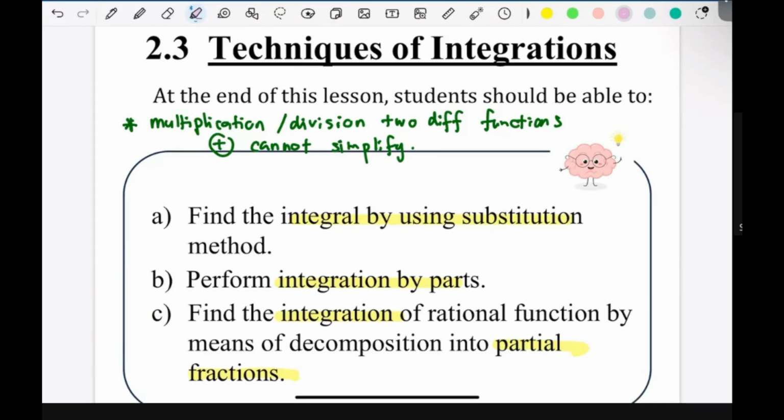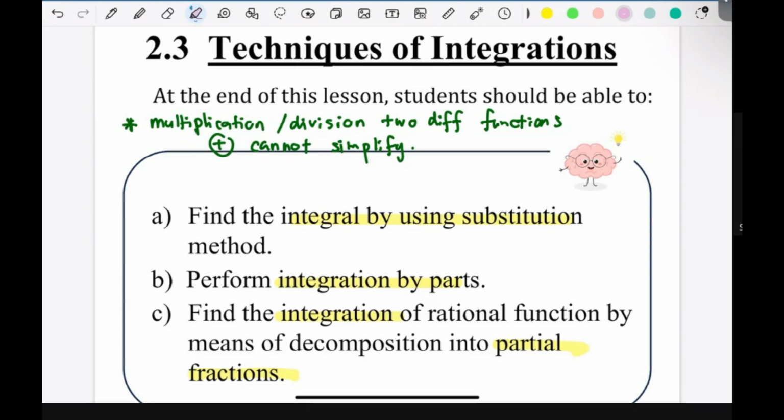Hello everyone. So in this video, we will focus on the third subtopic, 2.3 technique of integration. We will use the technique of integration when it comes to multiplication or division of two different functions that cannot be simplified. So we have a specific situation when we have to use this technique. Other than that, you just have to use the straightaway basic rule of integration.